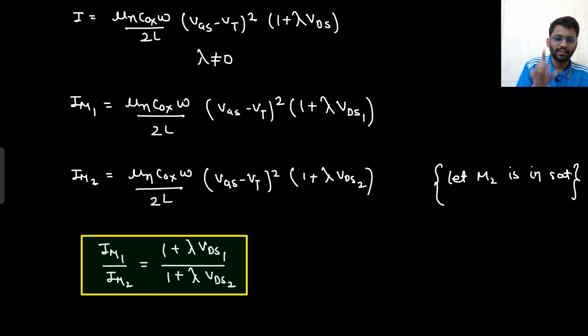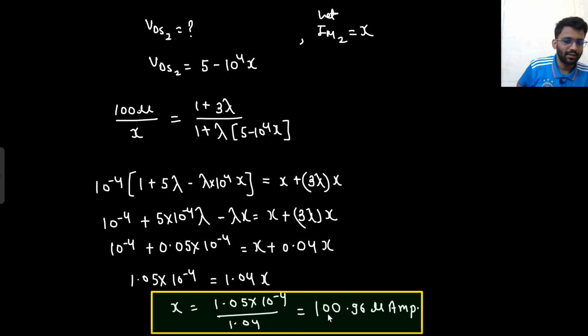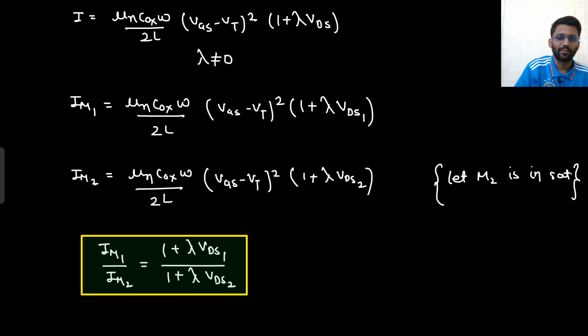There will be method 2 as well. This was method 1. Since the VDS value was different, because of the VDS mismatch, we were getting different values of current. Here 100 microampere and here 100.96 microampere.